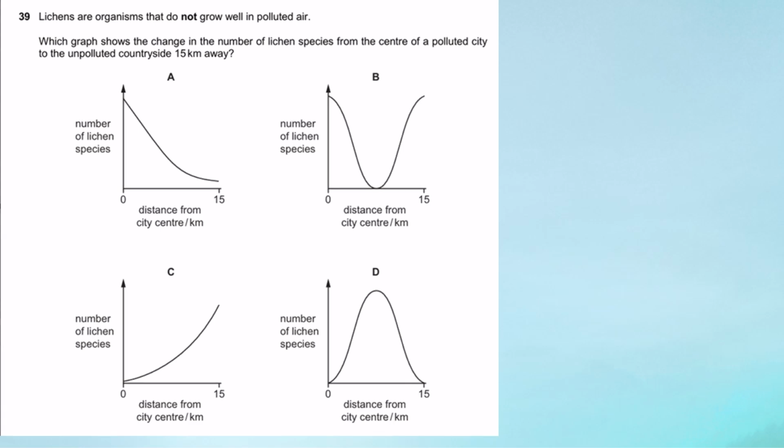So we are now talking here about lichen. We're told they are organisms that do not grow well in polluted air. And this shows a change in the number of lichen species from the center of a polluted city, so we know it's polluted, to unpolluted countryside. This one here shows more lichen in the city than outside. That doesn't work. This one shows lichen going down and then up again. That won't work either. This one shows the number of species growing as we get away from pollution. That sounds good. And this one shows a weird bell shape. That can't be it. The only possible answer here would be C.